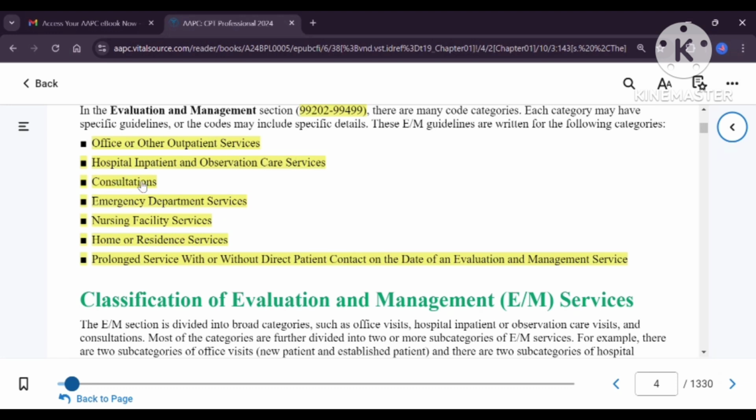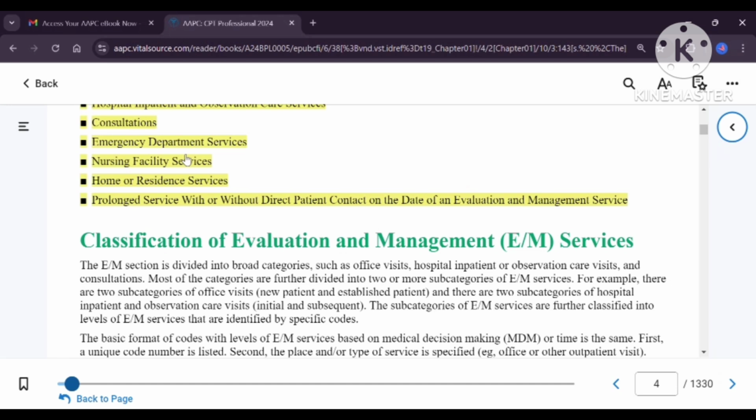Then consultations. Consultations means a patient is being referred from one doctor to another. Then we will be seeing emergency department services. Under that, we will be learning about critical care, pediatric intensive care, all those things. Then nursing facility services, then home or residence services. And in addition to all these, sometimes if the doctor is spending a long time with the patient, we will be using the prolonged services codes. So these are the subheadings that will come under the ENM chapter.